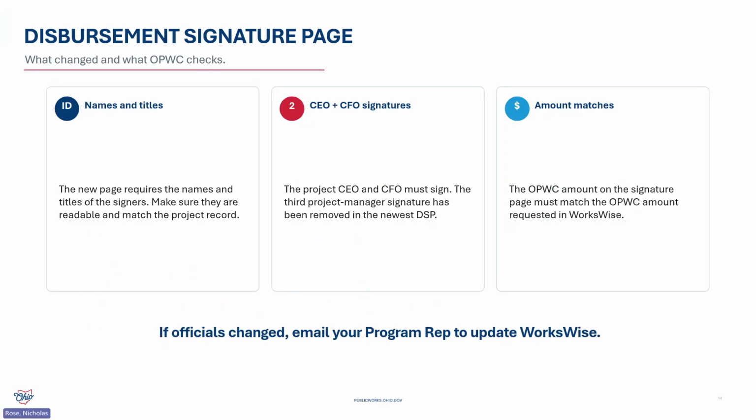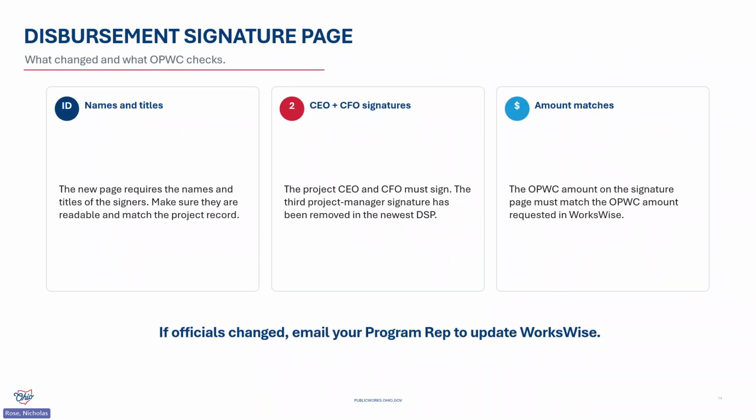The other document required on every request is the disbursement signature page. The current disbursement signature page that we just rolled out here in May only requires the project CEO and CFO signatures, and those signatures need to be consistent with the project officials in WorksWise. The project manager signature is no longer required. The OPWC amount on the page needs to match the OPWC amount requested in WorksWise. The current page also asks for the estimated percentage of the project complete, so you want to make sure that is filled in. If an official has changed with your community, just contact your program representative before submitting so we can update the project record instead of returning the request because the signer doesn't match.